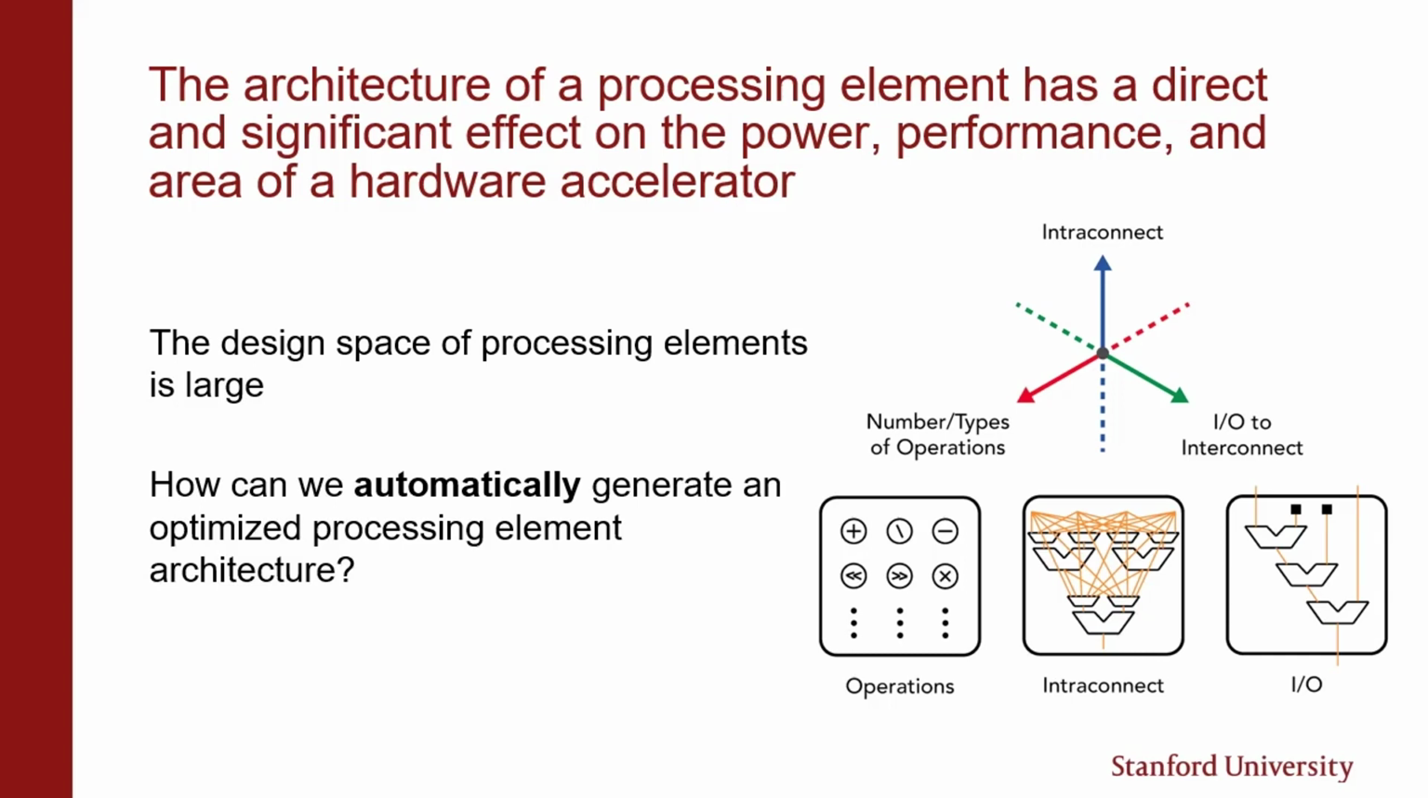You can have a different number and type of operation within your PE. You can change how those operations are connected within the PE. You can change how those PEs are connected to each other or an interconnect. The question we want to answer with APEX is how can we automatically generate an optimized processing element architecture for an application or an application domain.